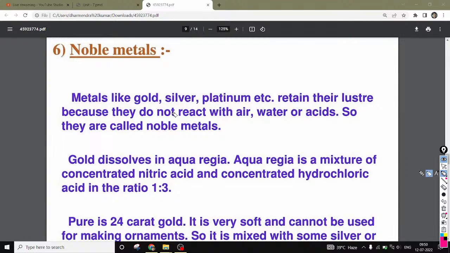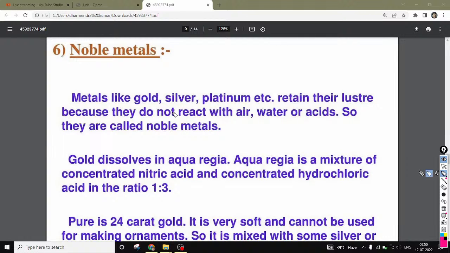Why? Because due to their less reactivity, they are not going to easily react with any other environmental factors like air, water and acid. So that is why they are noble in nature, right? And hence we are calling them noble metals.